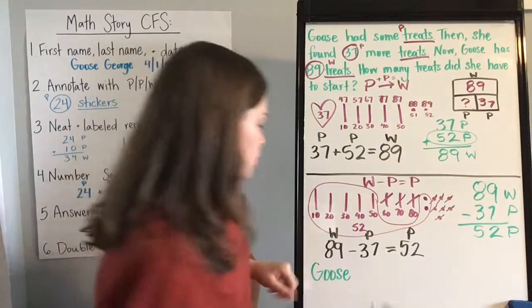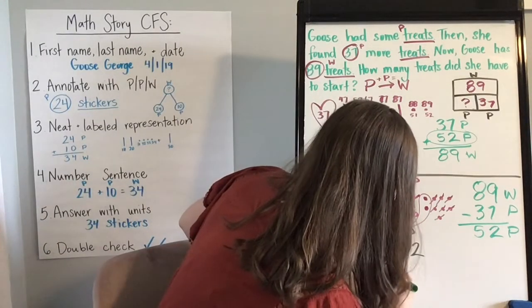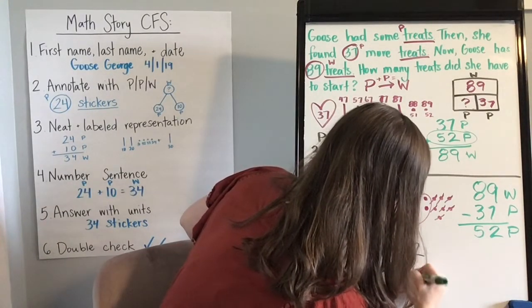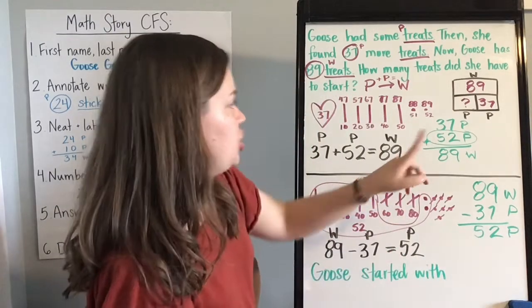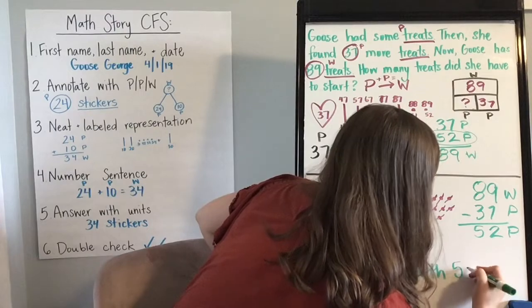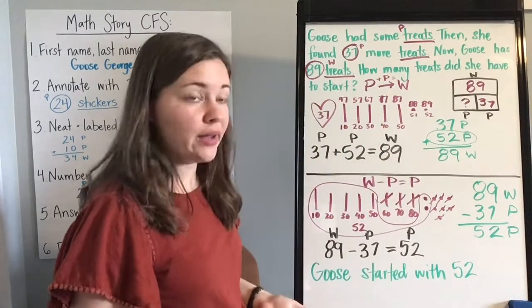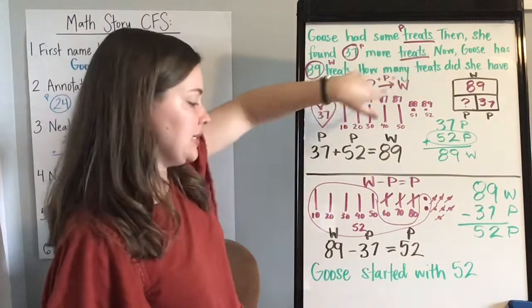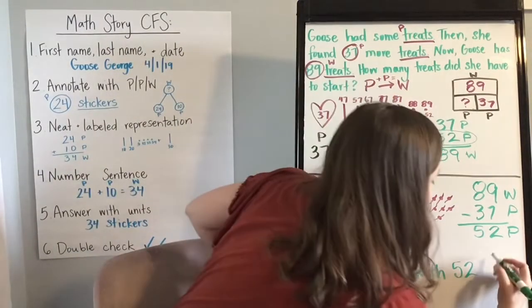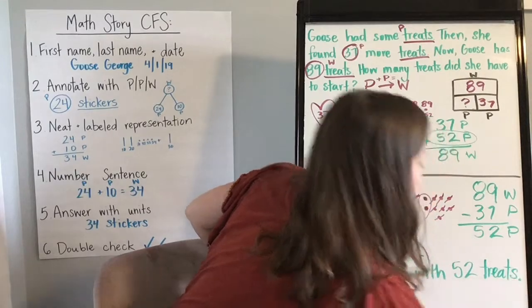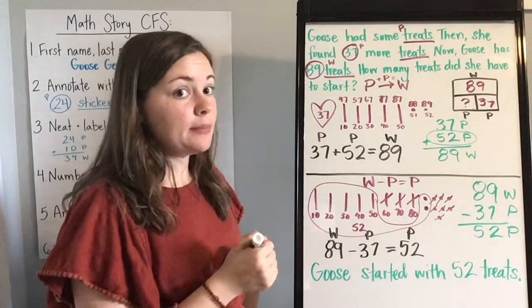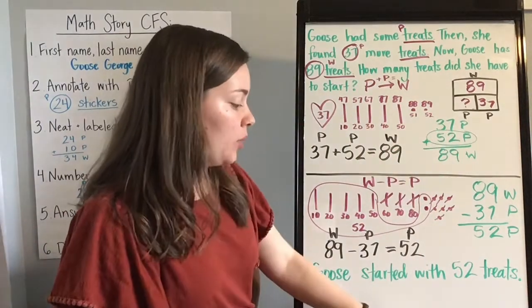So I would say Goose started with... And now what did I find? She started with 52. 52 what? Well, we're talking about treats. That's what I annotated. So Goose started with 52 treats. Perfect. Now I think I'm done, but let me go back to double check all of my work.